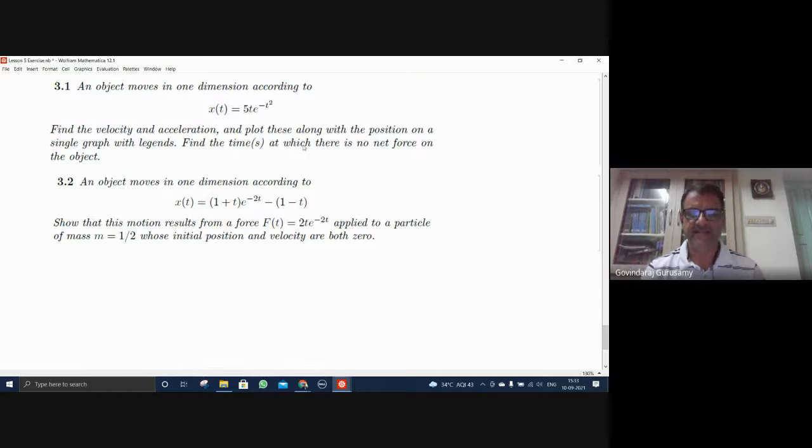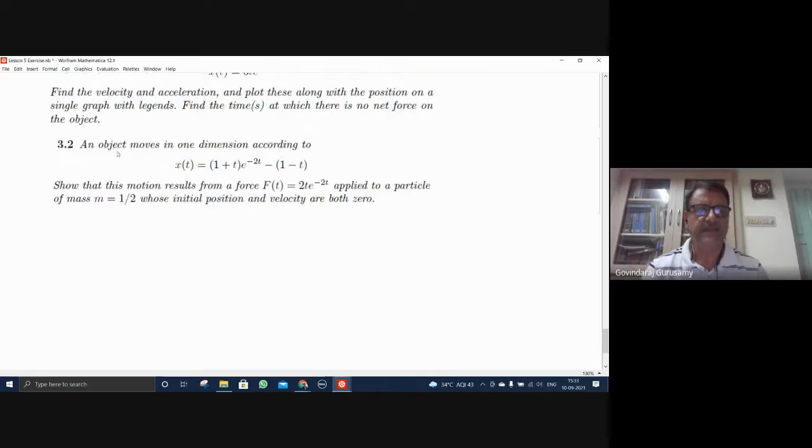Find the time at which there is no net force, which means you take a derivative twice and set it equal to 0. Find out at what time that force or acceleration goes to 0. When acceleration is 0, force is also 0, correct? So you find that. That can be done, not a difficult thing. Derivative 1, derivative 2, and you plot velocity and acceleration together first. Then you find out at what time the acceleration goes to 0 from this plot.